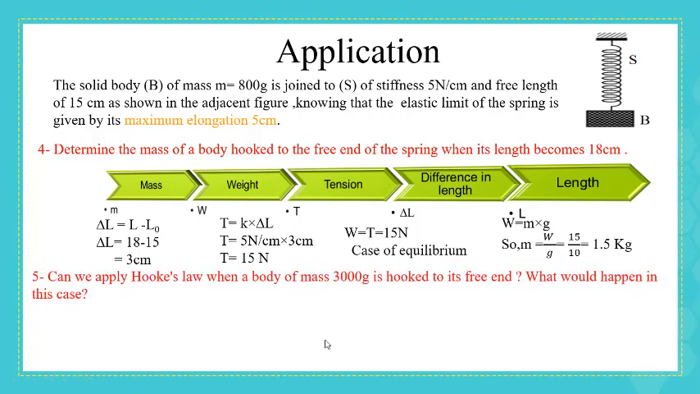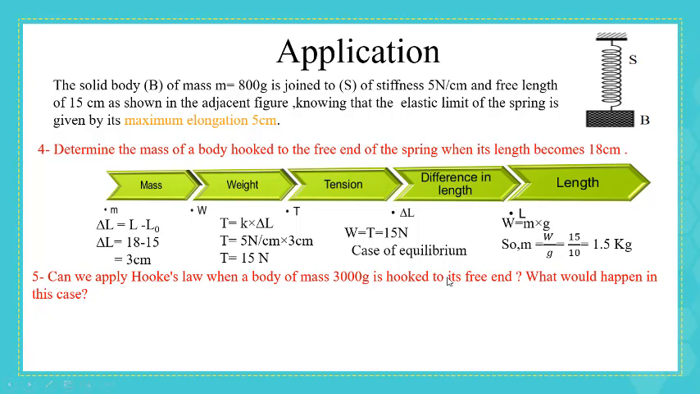Number 5, can we apply Hooke's law when a body of mass 3000 grams is hooked to its free end? What will happen in this case? They gave you in this exercise that the maximum elongation, delta L maximum, is equal to 5 centimeter. And we learned that if the spring exceeds its maximum elongation, 5 centimeter, then it will lose its elasticity, then we can't apply Hooke's law and it will be damaged.